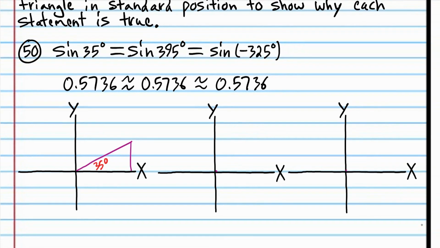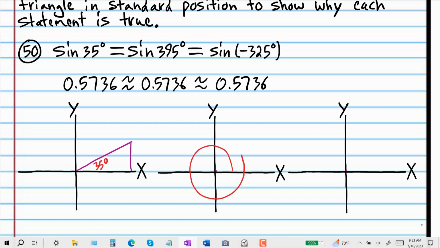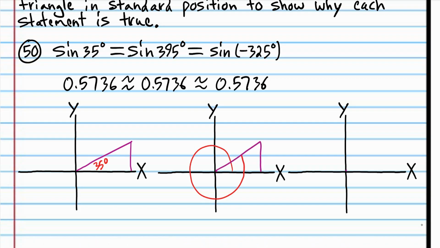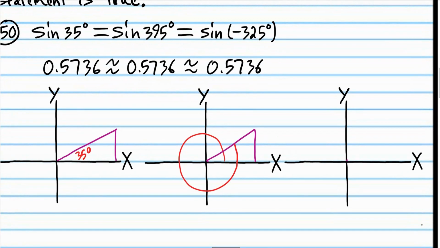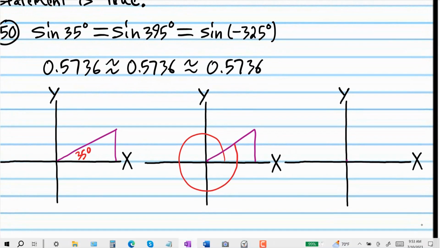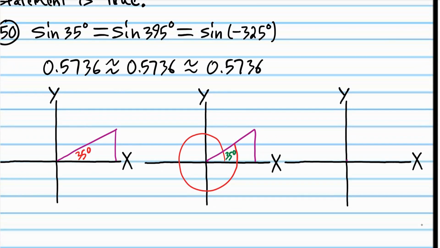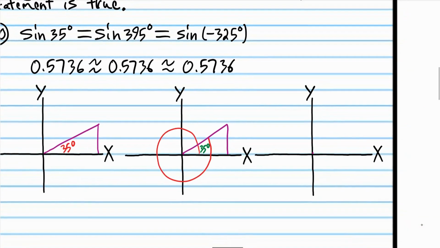It's in the first quadrant. But if we draw a 395-degree angle, we rotate 360 degrees and then go 35 more, and guess what we have? The same exact triangle. And the reference angle is 35 degrees. It's kind of hard to draw it in that little space there, but you get the point.